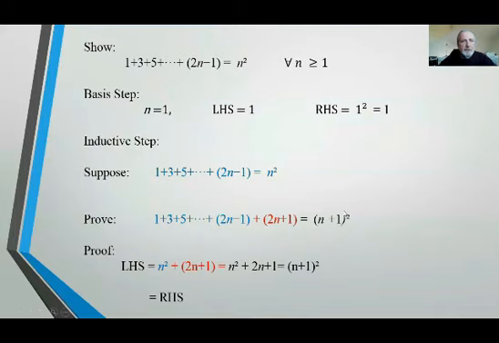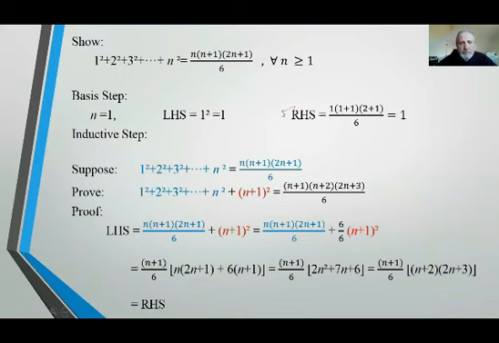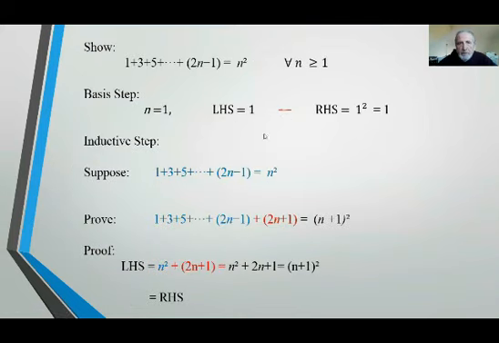Now let's go to the first example we introduced. 1 plus 3 plus 5 up to 2n minus 1. We want to show that that is equal to n squared for all values of n. Now the basis step, when n is 1, means we only have one term here. You can find that also by putting 1 here: 2 minus 1 is 1. So from 1 to 1 is only one term. So the left-hand side is 1. The right-hand side is 1 squared, which is 1. So they are equal.